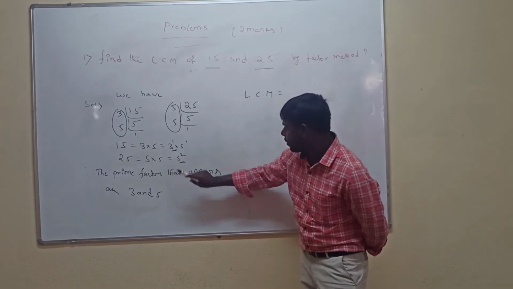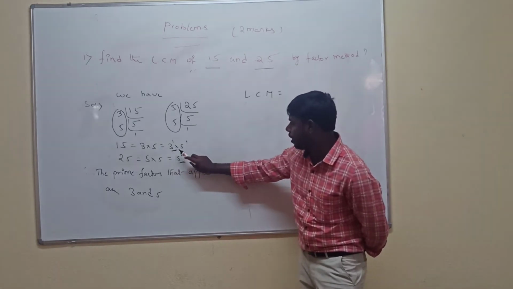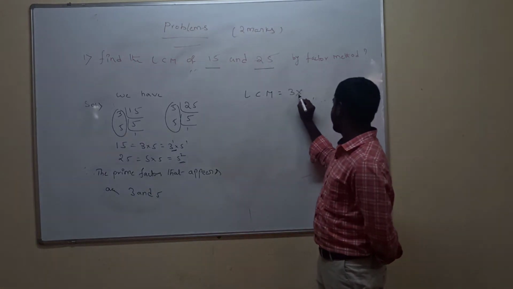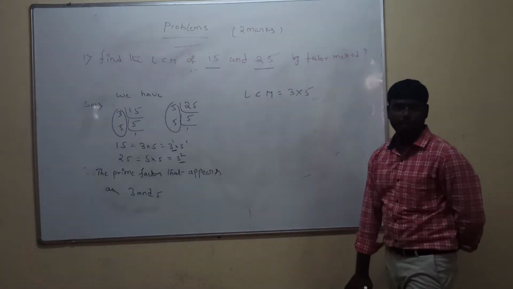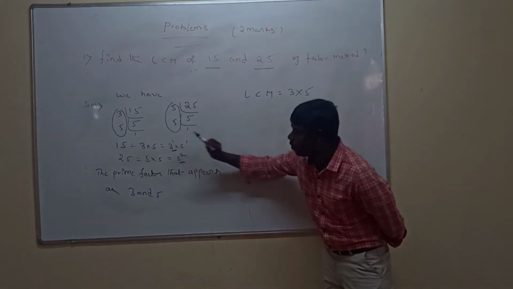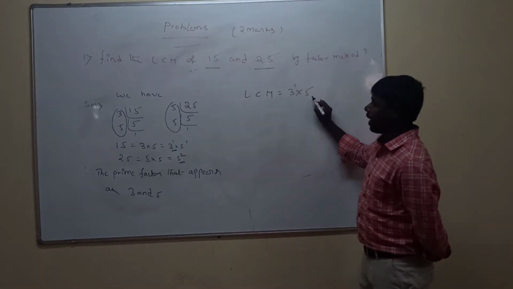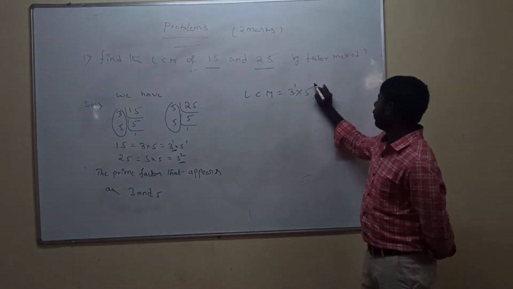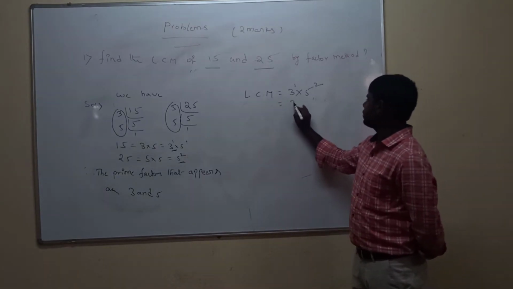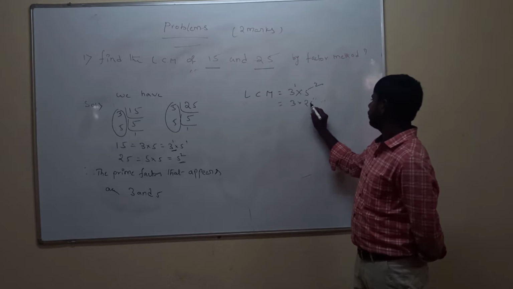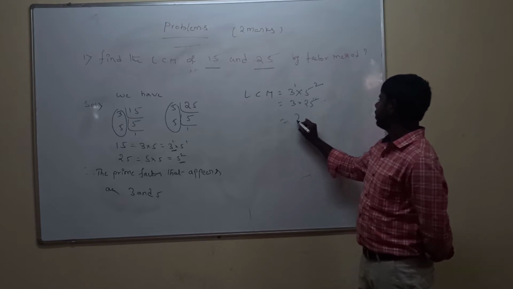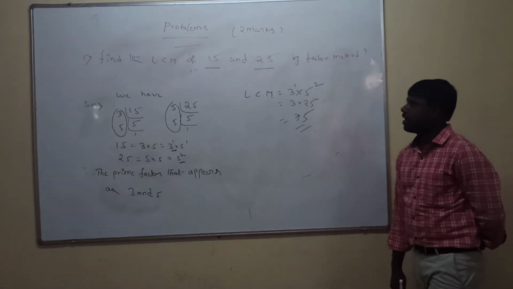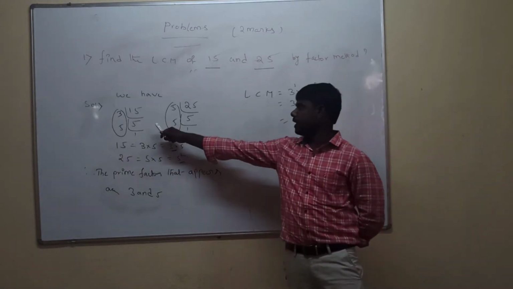Here, 3 appeared and 5 appeared. For 3, what is the highest power? Only 1. For 5, what is the highest power? 2. So 3 to the power 1 is 3, and 5 squared is 25. 3 into 25 is 75.